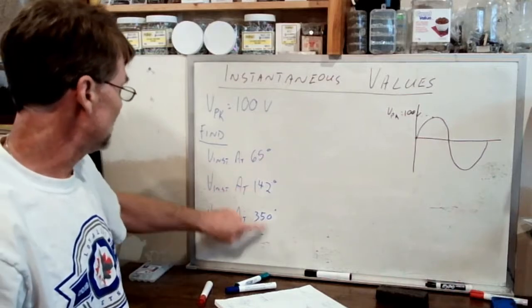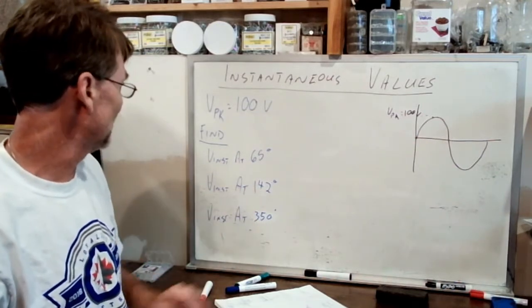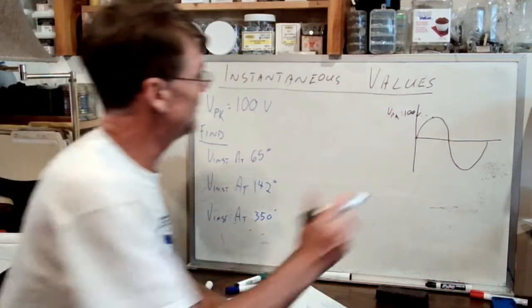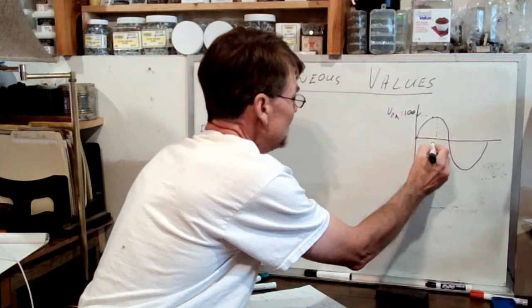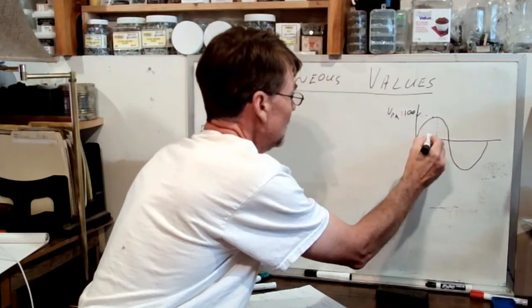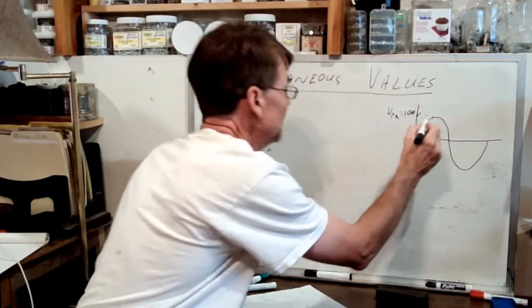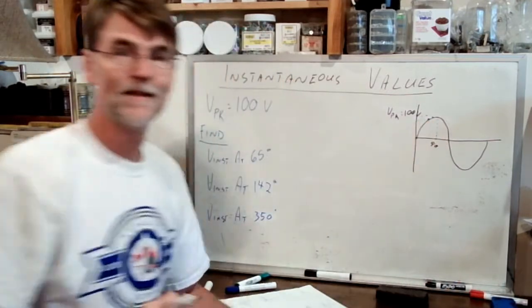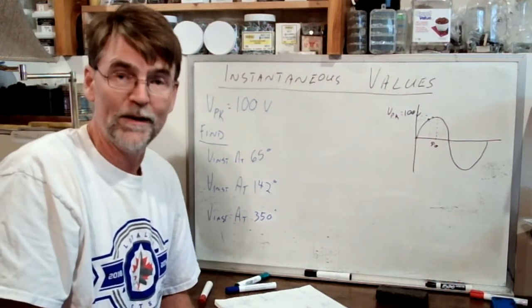Now the question is, we've got some different angles here to ask what is the instantaneous voltage at these angles. The first one is 65 degrees. If V peak happens at 90 degrees, what is the instantaneous voltage here at 65 degrees? Well, to answer that question, we have to draw a right angle triangle.